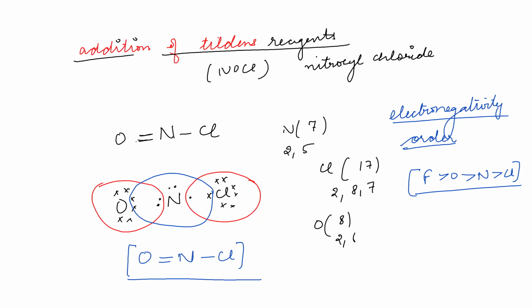All right. So once we have this structure, now how does it work? Let's say I have an alkene.